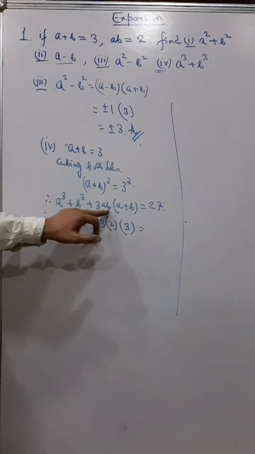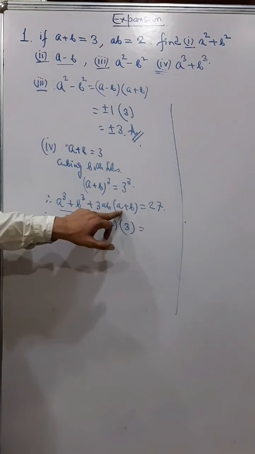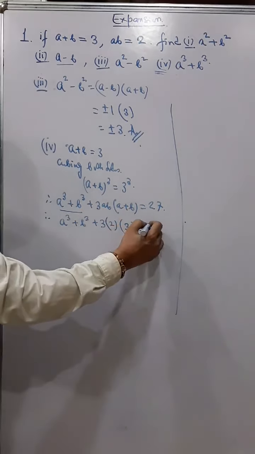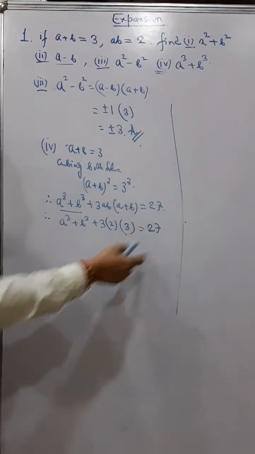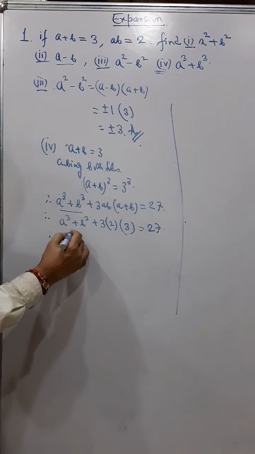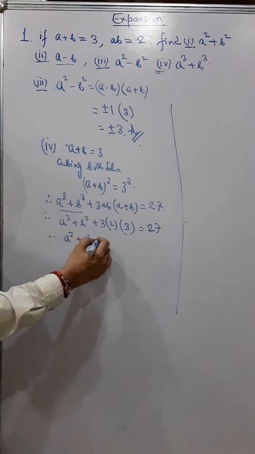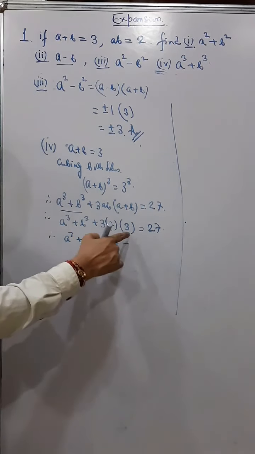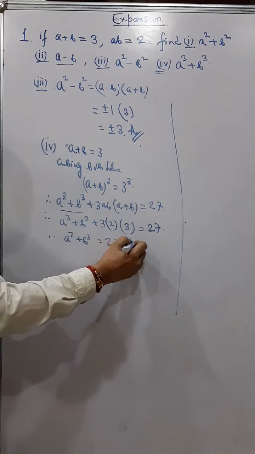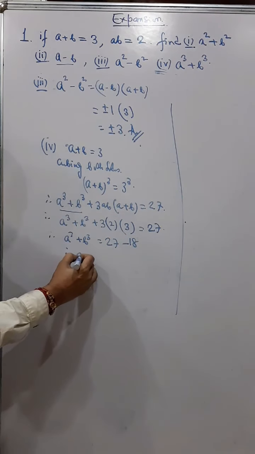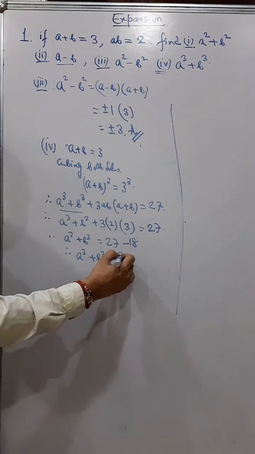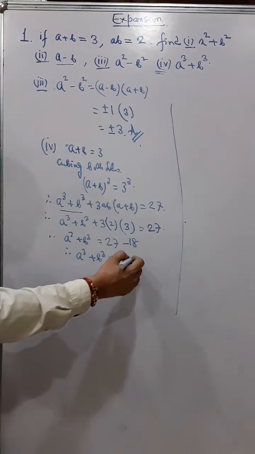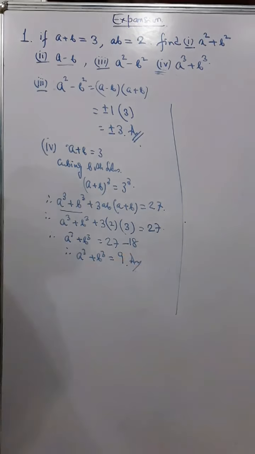So we got 3ab into a plus b, ab value is 2 and a plus b is 3, and that is equal to 27, and finally we'll get this value if we take this to that side. So a cube plus b cube is equal to 27 minus, and this is 9 into 2, 18, and finally we got a cube plus b cube is equal to 9. Okay, so that is that.